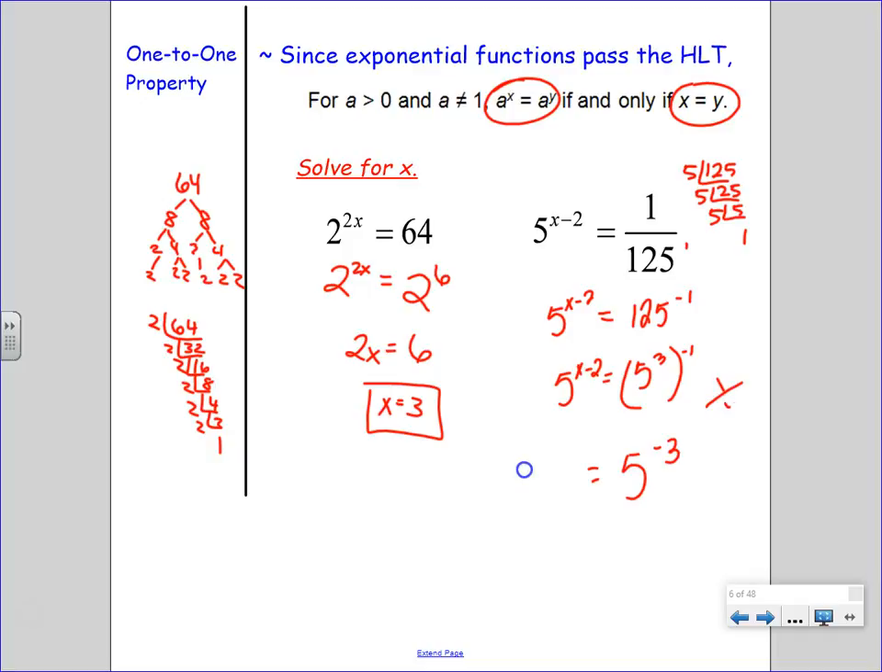And you can check it. If I do 1 over 5 cubed, who is 5 cubed? 125. Oh yeah, it works. But who's on the other side?